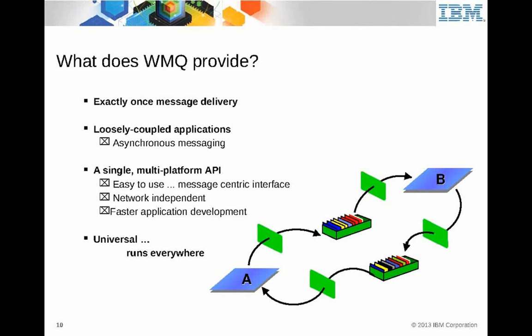And then it's universal. It runs everywhere. And I haven't seen a recent chart. So depending on how you count things, MQ runs on over 30 platforms. It runs on all the variations of Linux. It runs on AIX. It runs on Windows. It runs on z/OS. It runs on AS400. There's other ones as well I'm sure I'm leaving out. Sun Solaris, HP Unix. So it runs everywhere. And because the API is consistent, it makes it great for developing applications.